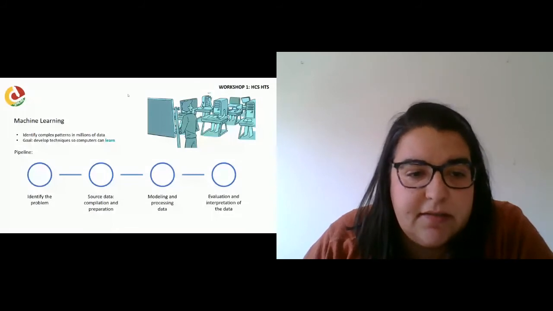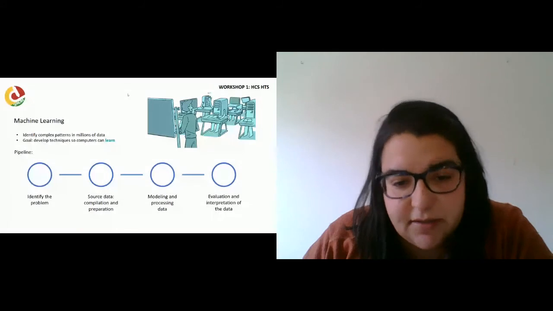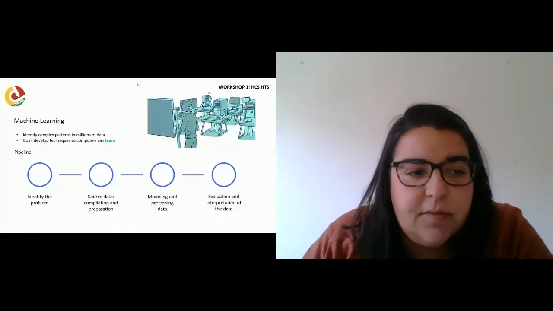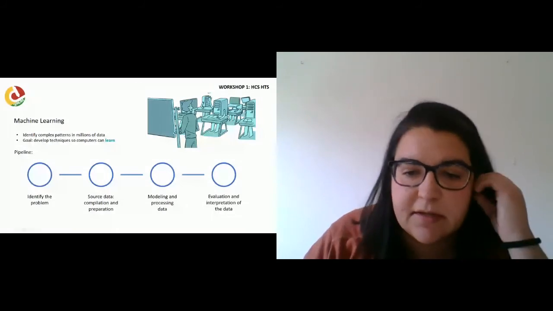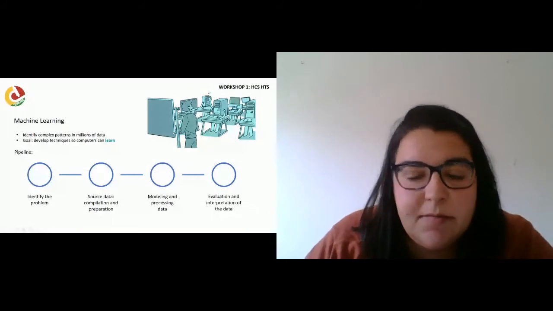So first, we have to identify the problem. Second step is to obtain the data, to obtain the images and analyze the images. And the third step is to choose the model, which model is the best for us, for our experiment. And the last step is to evaluate and interpret the results.